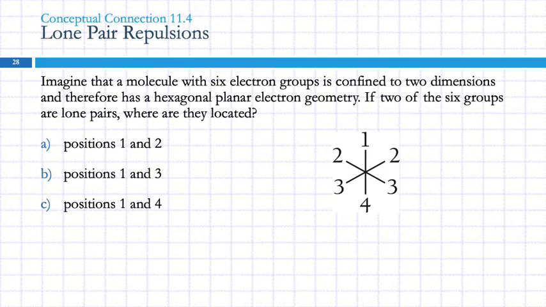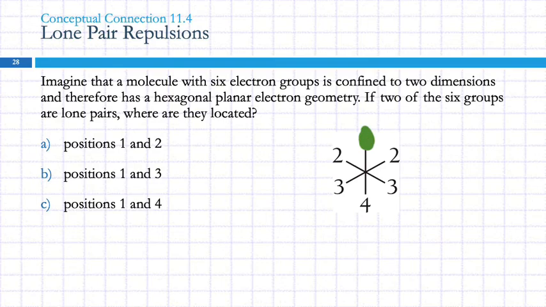Here's a question about lone pair repulsions. Imagine that a molecule with 6 electron groups is confined to 2 dimensions and therefore has a hexagonal planar electron geometry. If 2 of the 6 groups are lone pairs, where are they located? So this one's flat because they're saying it is. So our choices here all involve number 1. So this is a lone pair.